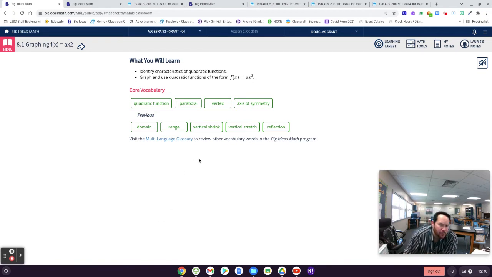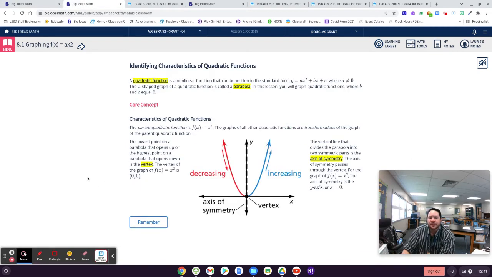And then other words we've talked about, which we're going to use a lot in this chapter: domain, range, and then we've talked about vertical shrinking, vertical stretching, and reflections. So that's a lot of what we're going to be doing for this chapter. So here's what you should add to your notes for 8.1. I would not copy this word for word.